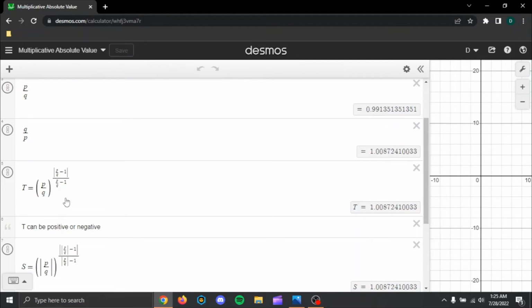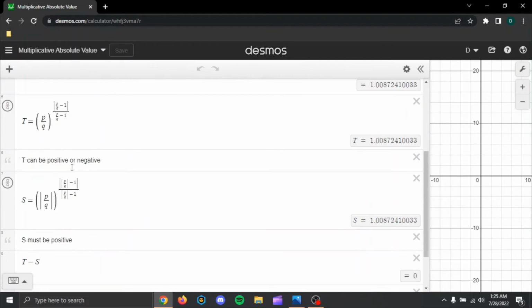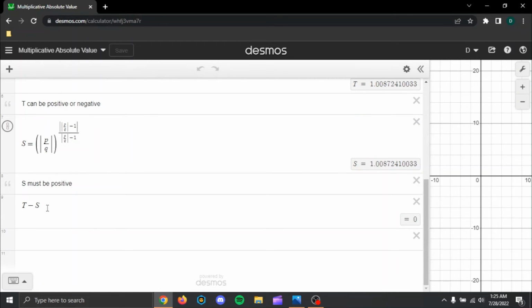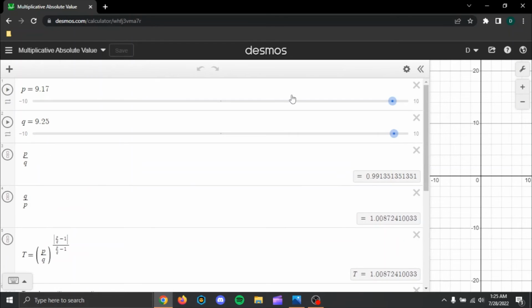So you have p over q to this crazy power, and so t can be positive or negative. Then I also have s here, which is the absolute value version. It must be positive for every value that you choose of p and q. And you can see that everywhere there's a p over q in this t equation, you just put absolute value bars around that. So you have these double absolute value bars in the s equation. And then I wanted to show what t minus s is. So right now it's 0, since they're both positive.